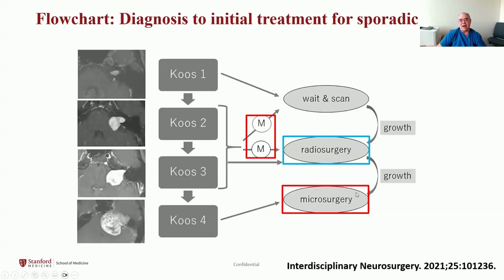And just right now at the present time, roughly, I would estimate about 75% of the patients that are diagnosed with acoustic neuromas in the US get radiosurgery, and about 25% get microsurgery.